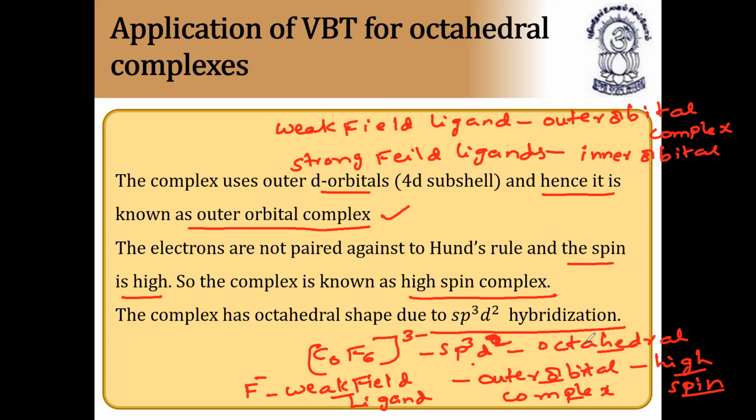Either they ask us hybridization, or they ask us shape, or they ask us weak field ligand, or they ask us whether it is an outer orbital complex, or whether it is high spin or low spin, outer orbital or inner orbital, weak field ligand or strong field ligand. Shape and hybridization will never change. So I hope it is clear.